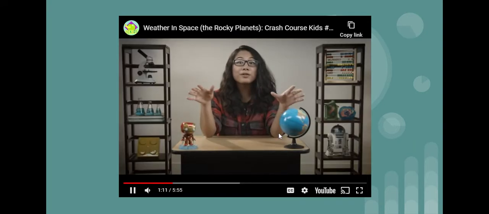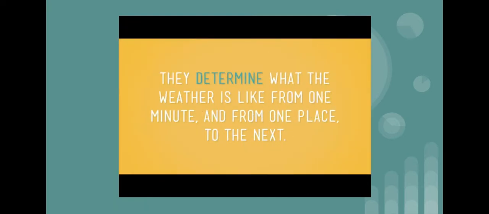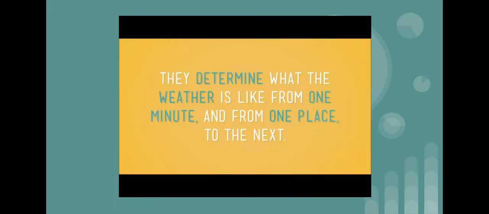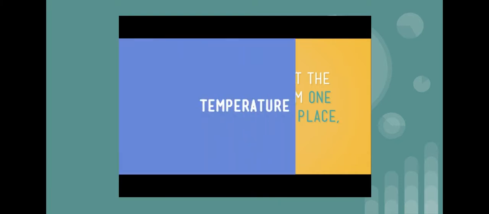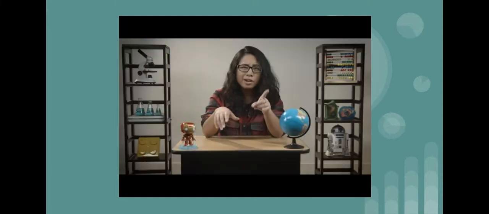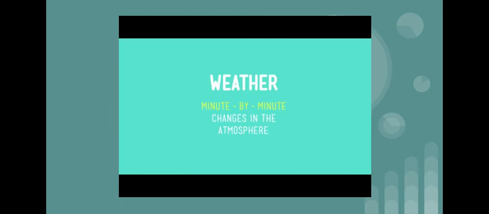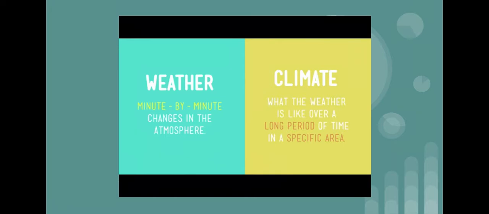Even though there's only one atmosphere on Earth, the weather isn't the same all over the world. There are many different factors that can change the atmosphere in a certain area, and together they determine what the weather is like from one minute to the next and from one place to the next. These factors include temperature, humidity, wind speed and direction, and lots of other things. But when you're talking about the overall weather patterns for a certain region of the world, you're talking about that area's climate. Weather is the minute-by-minute changes in the atmosphere. Climate is what the weather is like over a long period of time in a specific area.